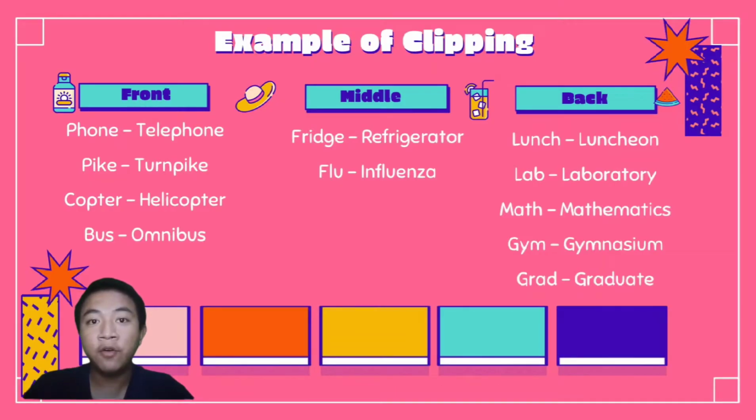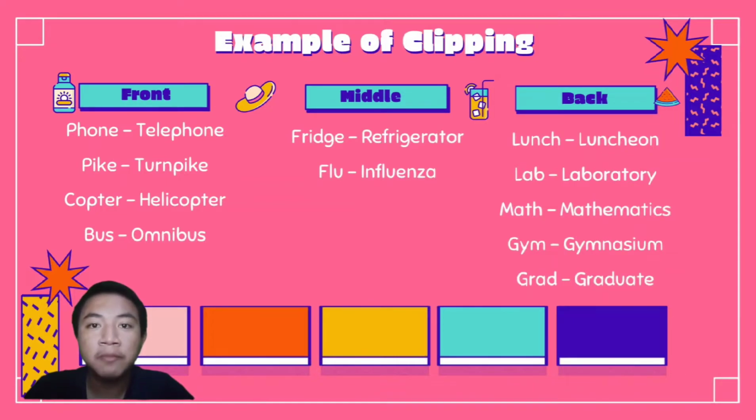As mentioned before, there are 3 types of clipping. Here are some examples. The first one is front clipping. The example word is phone from telephone, so we cut the tele out of the phone. The next ones are pike from turnpike, copter from helicopter, and bus from omnibus.